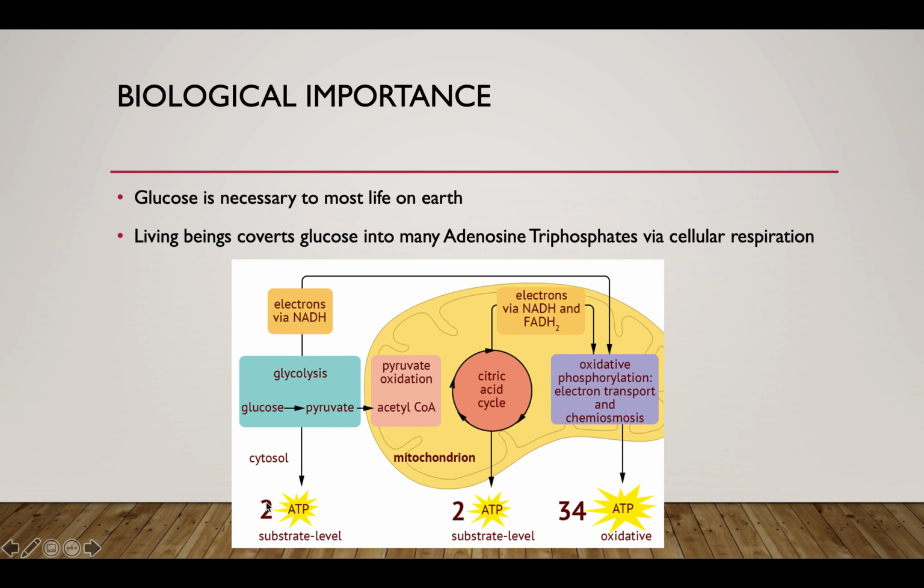So here's a little diagram that tells you what cellular respiration does. First step, you have a glucose molecule, and you go through glycolysis, and you get pyruvate and 2 ATPs. Then pyruvate oxidation converts pyruvate into acetyl coenzyme A. Then it goes through the citric acid cycle, which is also called the Krebs cycle, and you get 2 more ATPs. And then the electrons go through the electron transport chain and yield many ATPs.